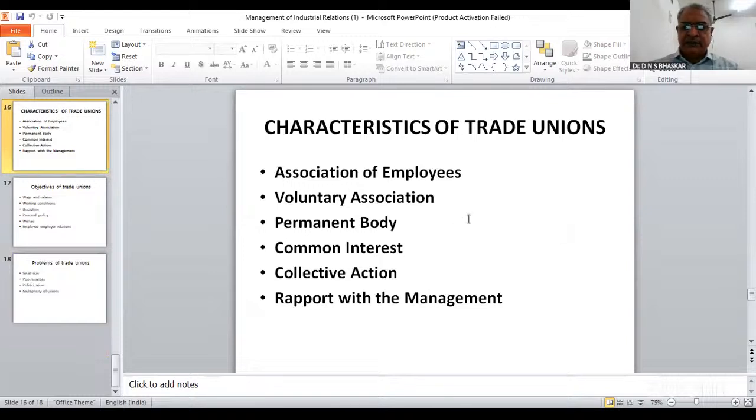These are the various characteristic natures of the trade union, which is a very, very important question as far as the examination point of view is concerned. What is a trade union? What are the characteristics of the trade union? And how did the trade union movement come into existence? What are the various stages in that, and so on?